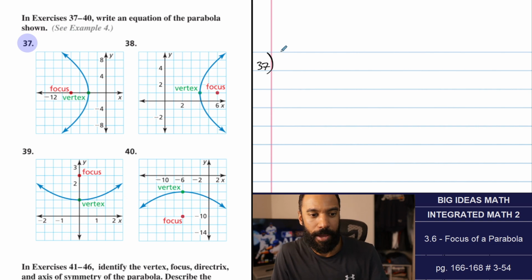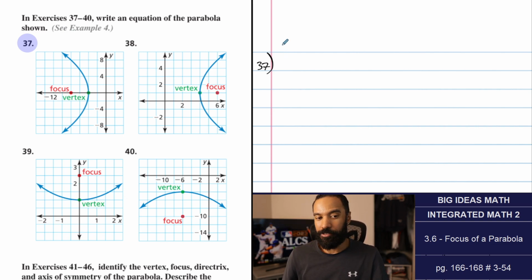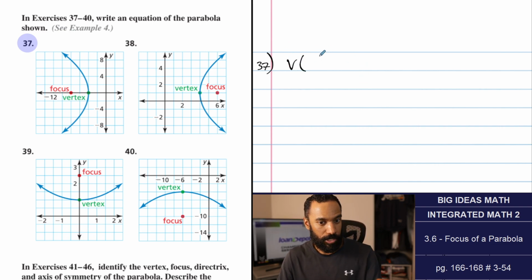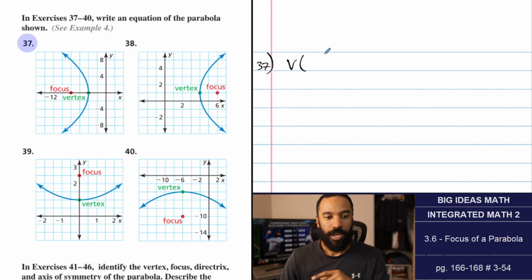Okay. Number 37. Write an equation of the parabola shown. Now we have some changes on the vertex, and that's important to note. We got to know what that vertex is. I'm going to be writing this one down. These are scaled by 2s on this problem. I got to notice that. I think 2, 4, 6, 8, 10, 12. So the vertex on this problem is negative 4, 0. That is an h and a k.